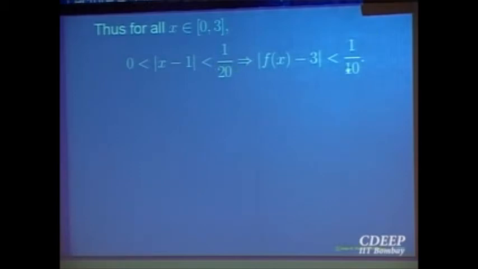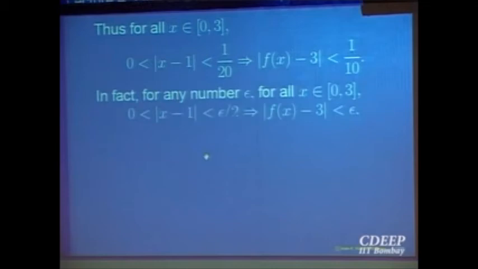Here it was 1 by 10, I got 1 by 20. Supposing I put it as 1 over 100, I will get 1 over 200. So in general I can put anything. So given any small number epsilon, if |x − 1| is less than epsilon by 2, then |f(x) − 3| will be less than epsilon. And keep in mind, this epsilon, 1 over 10, is something I will be giving you beforehand.